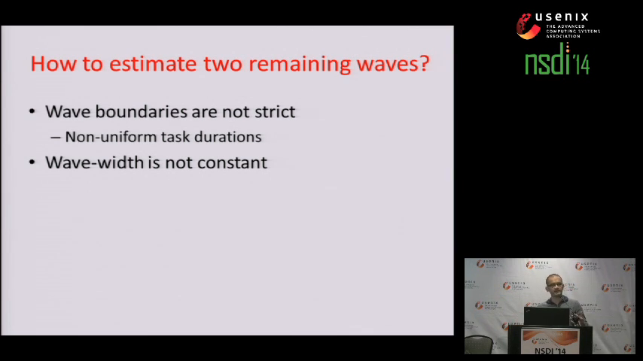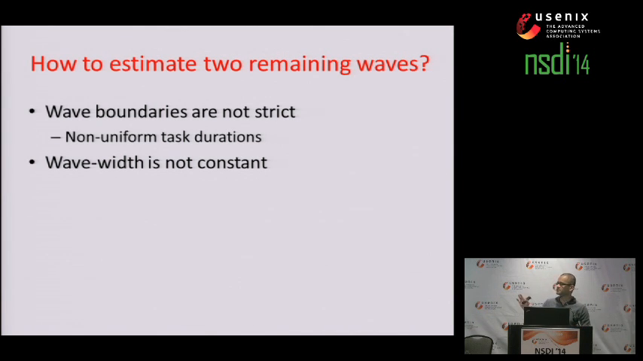Now, obviously, the theory simplified things a little bit in that it assumed that wave boundaries were strict. But that's not really true because, in practice, as and when old tasks finish, new tasks get scheduled. Further, even the wave width is not constant throughout the time of a job. Recall that I said wave width was a function of the fairness scheduler. Of course, as and when new tasks come in or old tasks leave, your wave width is going to change because you'll get more or less slots to use at a time.